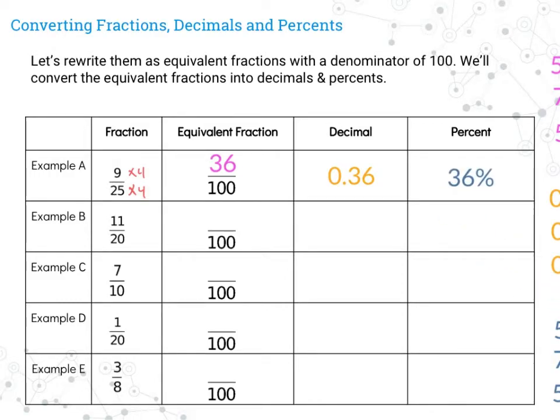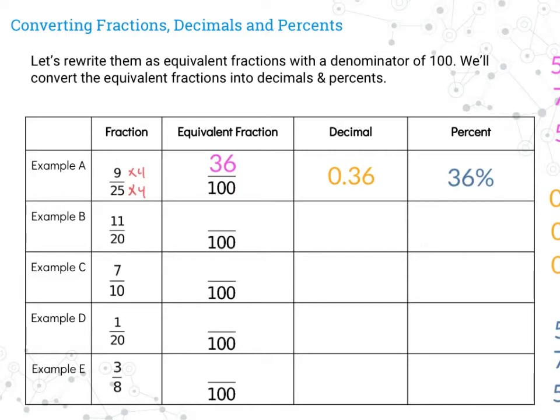So that's an easy way to convert something from a fraction to a decimal to a percent, is to take it to 100. I can just figure out what to multiply the denominator by to get to 100, and then I can multiply the numerator by the same thing, and I can go across all the way. So let's try it again with the second one.